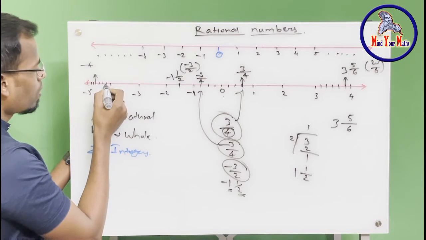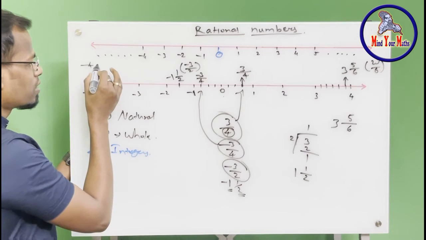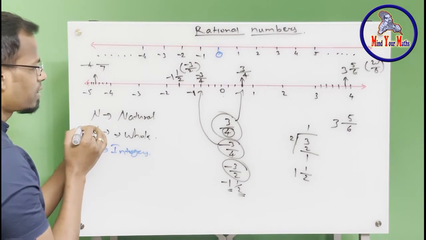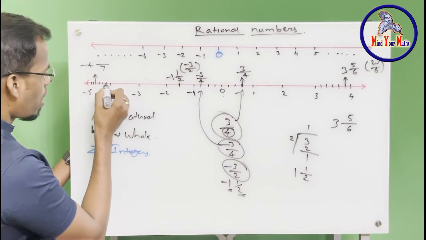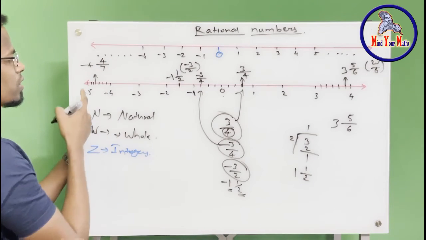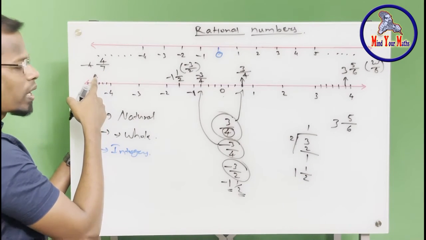You see here, 1, 2, 3, 4, 5, 6, 7. So obviously the denominator is 7. Now which position is it marked? Let's check. 1, 2, 3, 4. Fourth position, so this is 4. So -4 and 4 by 7. That is what this point represents.